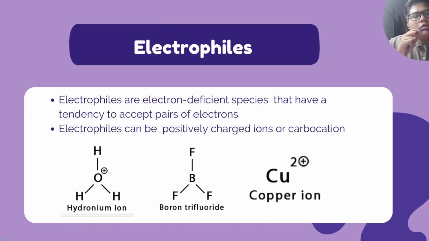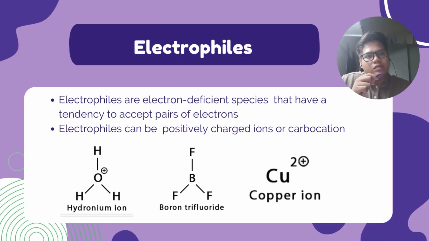Now let's go to the electrophiles part. An electrophile is an electron-deficient species that has a tendency to accept a pair of electrons. These electrophiles have a deficient number of electrons in their outermost shells. Therefore, they tend to accept electrons in the bonding direction. An electrophile can be positively charged, like a carbocation ion.